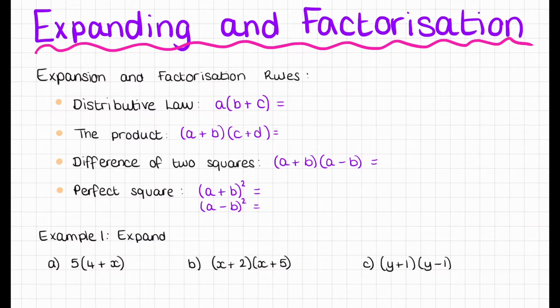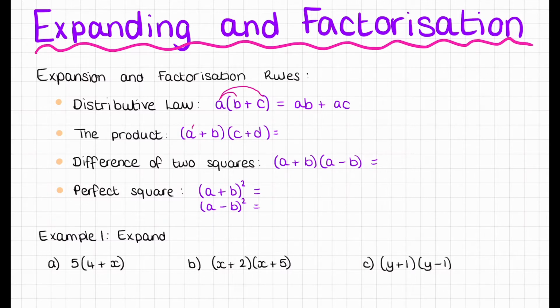The first one, we've got the distributive law. So when we expand this with our brackets, we take the a that's outside and we have to multiply the a by the b and then the a by the c. So we'll get a times b plus a times c. That's simple.